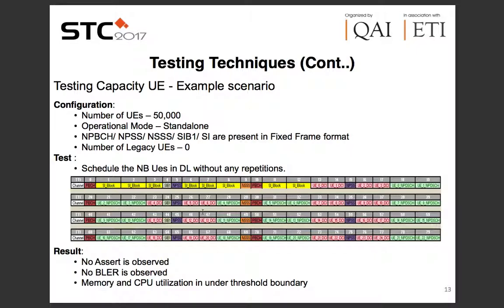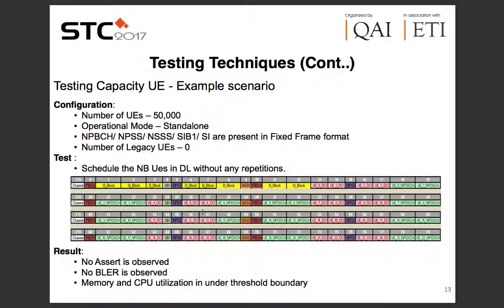The test is to schedule the NB UEs in downlink without any repetition so that we don't use a lengthier simulation as shown in the diagram. Now the result expected will be no assert is observed, no BLER is observed, memory and CPU utilization is under threshold boundary.